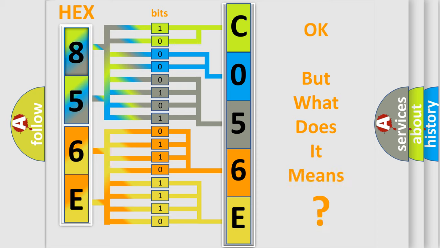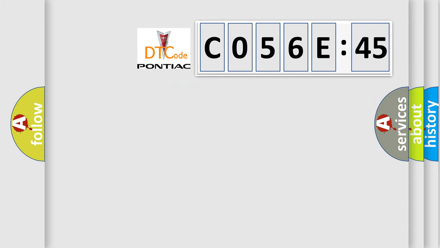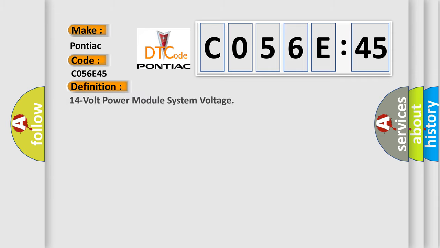The number itself does not make sense to us if we cannot assign information to what it actually expresses. So, what does the diagnostic trouble code C056E-45 interpret specifically for Pontiac car manufacturers? The basic definition is 14-volt power module system voltage. And now this is a short description of this DTC code.